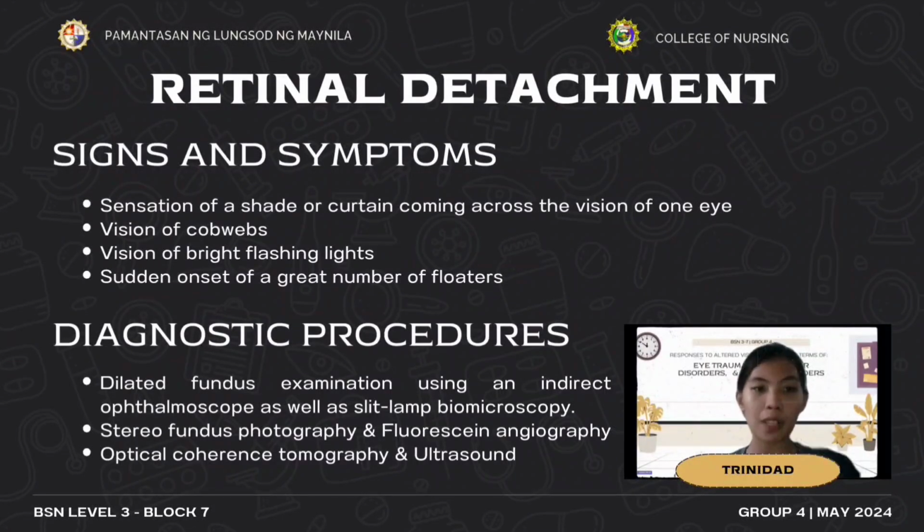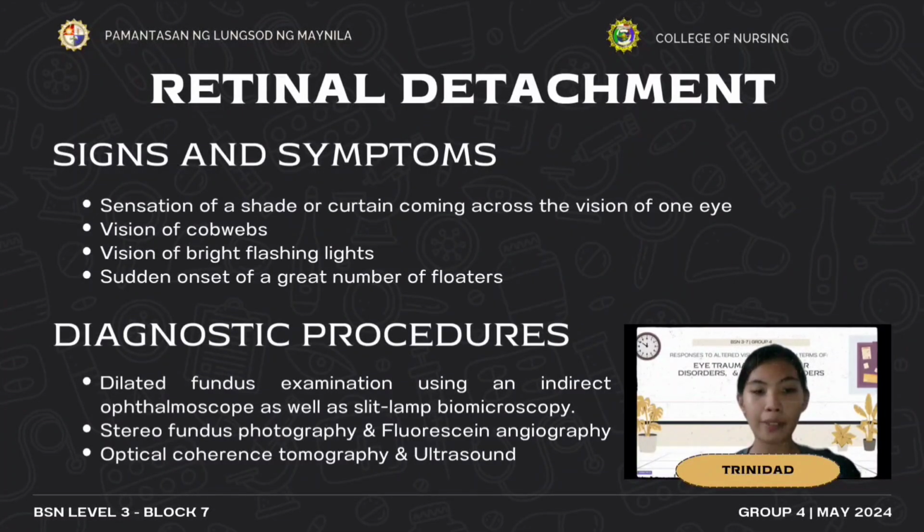Assessment and diagnostics: following the determination of visual acuity, it is imperative to conduct a dilated fundus examination utilizing an indirect ophthalmoscope along with slit lamp biomicroscopy. Serial fundus photography and fluorescein angiography are frequently employed during the evaluation process. Furthermore, optical coherence tomography and ultrasound are increasingly utilized for comprehensive retinal assessment, particularly in cases where the view is obstructed by a dense cataract or vitreous hemorrhage.